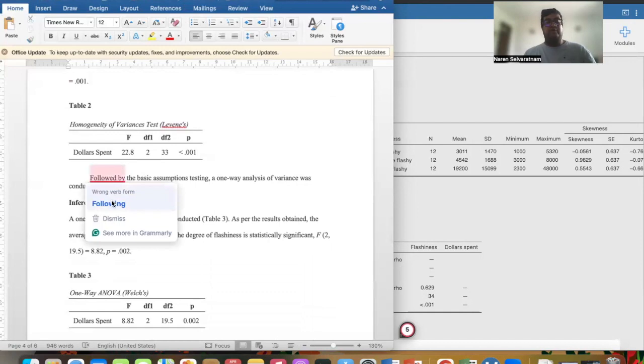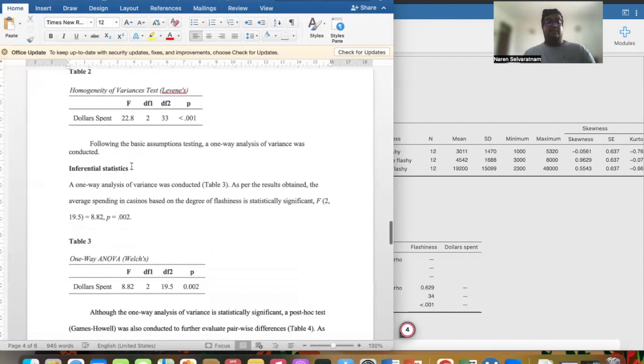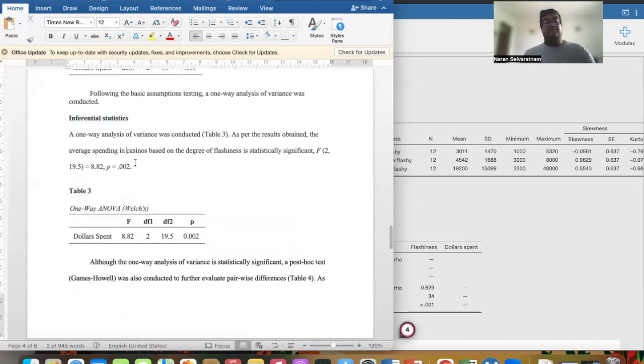Following the basic assumptions testing, a one-way analysis of variance was conducted. Now this is inferential statistics. Now I am going to check whether my hypothesis is true or not. For this, I am going to write a bit of an introduction and my results. A one-way analysis of variance was conducted, table 3 is given here. As per the results obtained, the average spending in casinos based on the degree of flashiness is statistically significant. F in italics, degrees of freedom 1, degrees of freedom 2, F value and the P value.